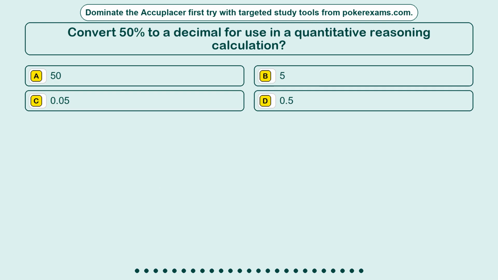Question 4. Convert 50% to a decimal for use in a quantitative reasoning calculation. Option A, 50. Option B, 5. Option C, 0.05. Option D, 0.5.